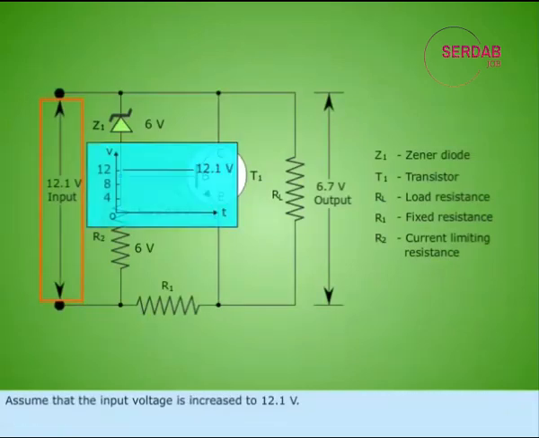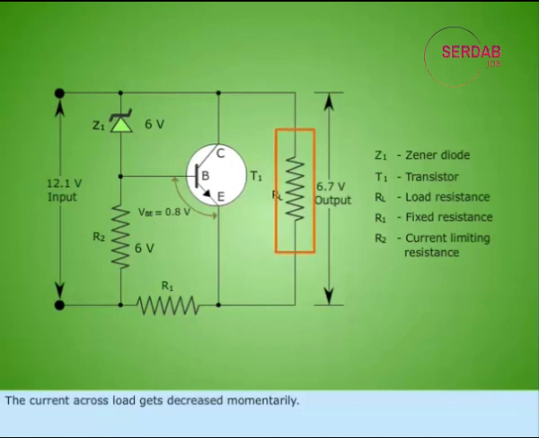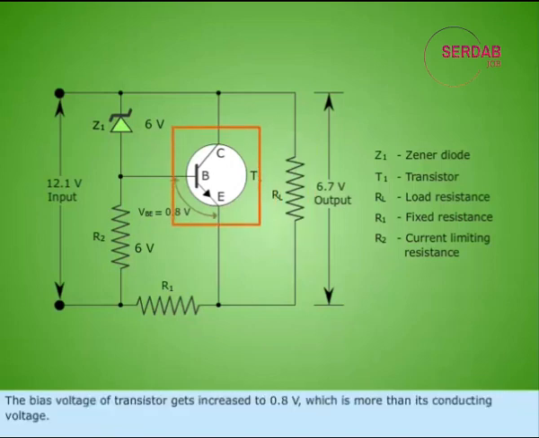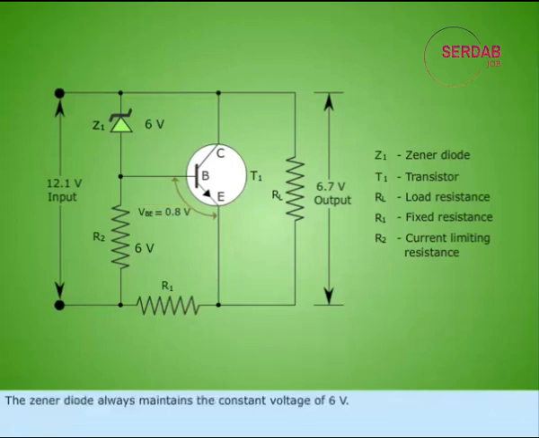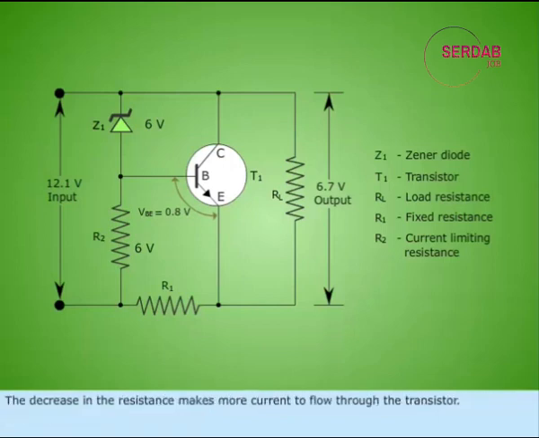Assume that the input voltage is increased to 12.1 volts. The current across load gets decreased momentarily. The bias voltage of transistor gets increased to 0.8 volts, which is more than its conducting voltage. The Zener diode always maintains the constant voltage of 6 volts. Due to the increase in the bias voltage of the transistor, the resistance across the CE terminal gets decreased. The decrease in the resistance makes more current to flow through the transistor.